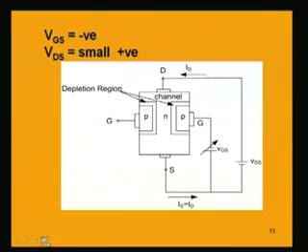Now if we have a gate to source voltage which is negative, and drain to source voltage positive, what will happen? There is a depletion layer between the P and N as well as this P and N.